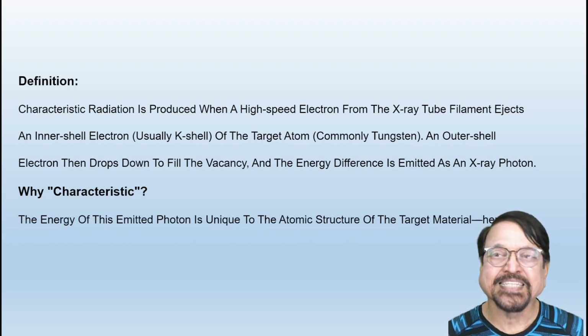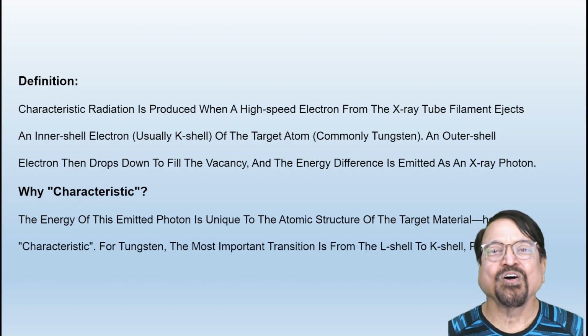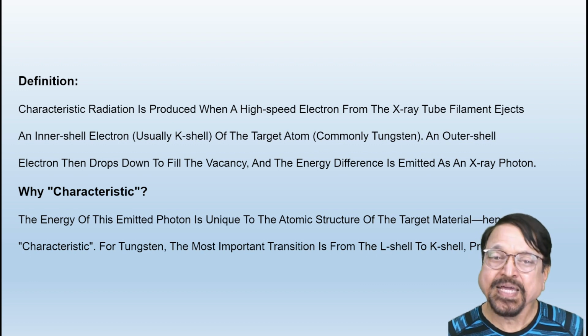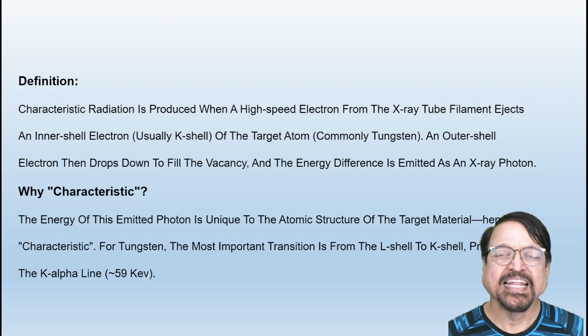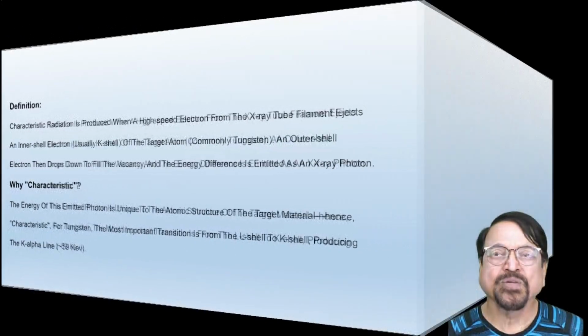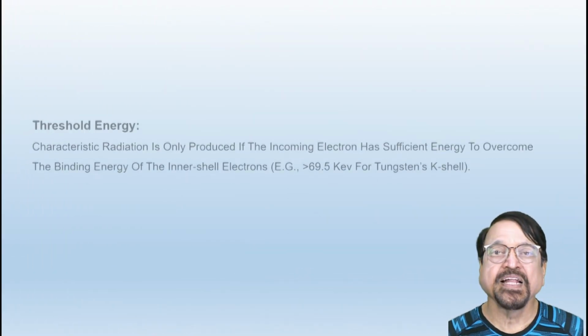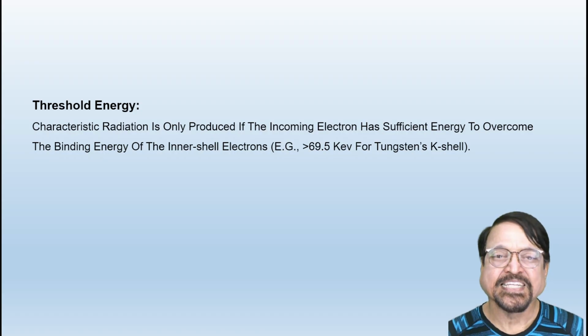Then why is it called characteristic? The energy of the emitted photon is unique to the atomic structure of the target material, hence a characteristic of tungsten. The most important transition is from the L shell to the K shell, producing a K alpha line. So that is very important to understand, K alpha line, and that is responsible for characteristic radiation production.